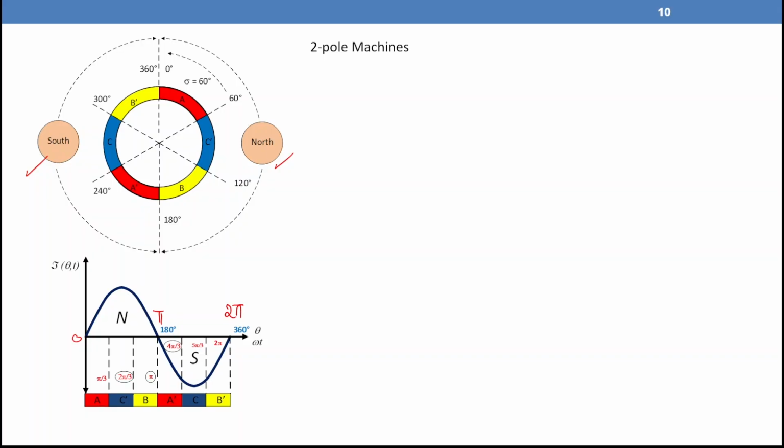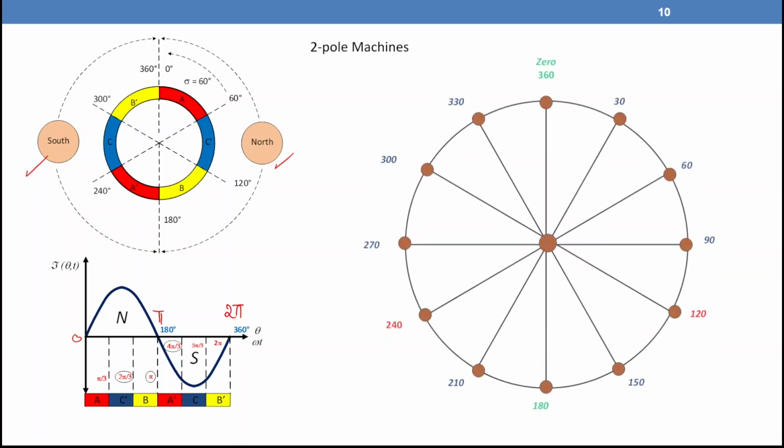So we can see the distribution under each pole, A, B, C. So we have here A, C dash, B, and here we have A dash, C, B dash. We know that the electrical machine is something like a cylinder, so we're going to take a side view for that one and make it like a circle.